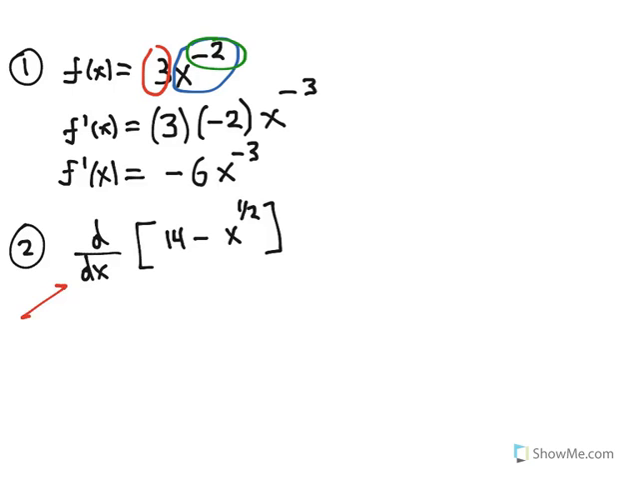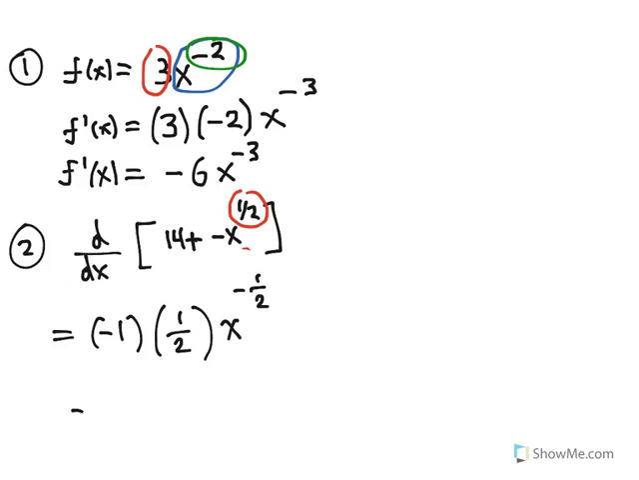So now we take a look at number 2. This is an operator symbol. It means take the derivative of whatever you have here. So now you can see that I have a sum of two functions. You can write 14 minus x to the 1/2 as 14 plus negative x to the 1/2. And then the first function is a constant function, so the derivative of the constant function 14 is 0. And then you will have the derivative of negative 1 times x to the 1/2. So that will be the constant negative 1 times the derivative of the power function x to the 1/2, which can be found using the power rule. Bring the exponent to the front, and then you will subtract 1 from the exponent. 1/2 minus 1 is negative 1/2. So you get negative 1/2 times x to the negative 1/2.